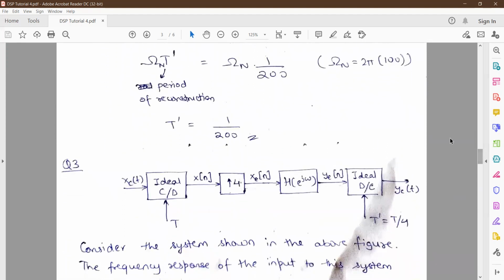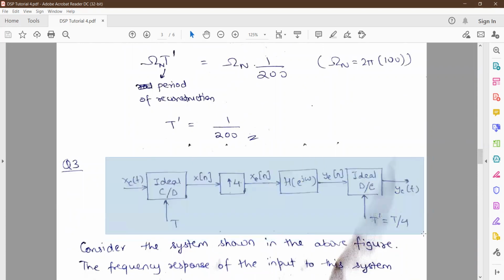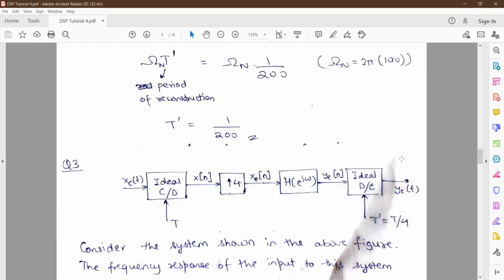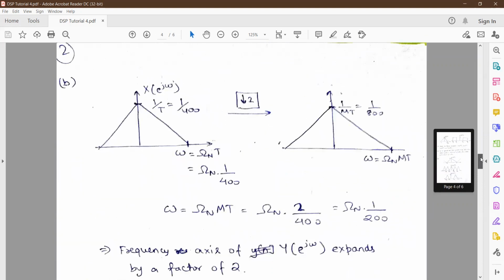Okay, coming to question number 3. In this one, we again have this overall system. On one hand, there is an ideal C to D converter. On the other hand, we have an ideal D to C converter, and there is an upsampling block here. Okay, so let's see what happens.